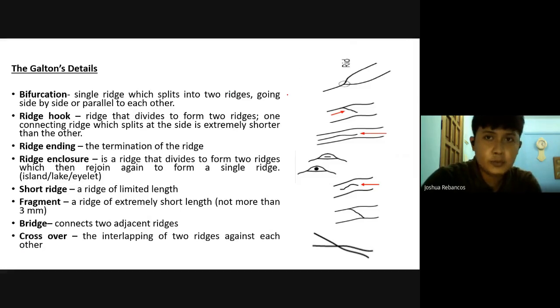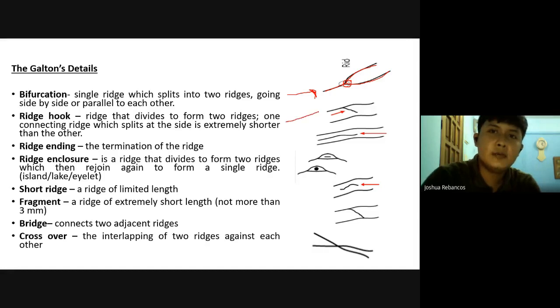So, ito po yung example ng ating bifurcation. Single ridge siya, then it splits into two ridges. Ito yung bifurcation. Ito yung nag-bifurcate sa kanya. Kaya nga bifurcation. And ridge hook, ridge that divides to form two ridges, one connecting ridge which splits on the side is extremely shorter than the other side. So, ito yung itsura niya.